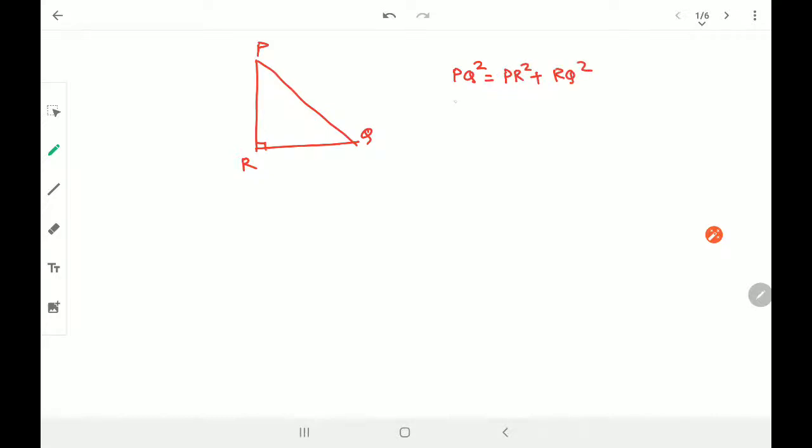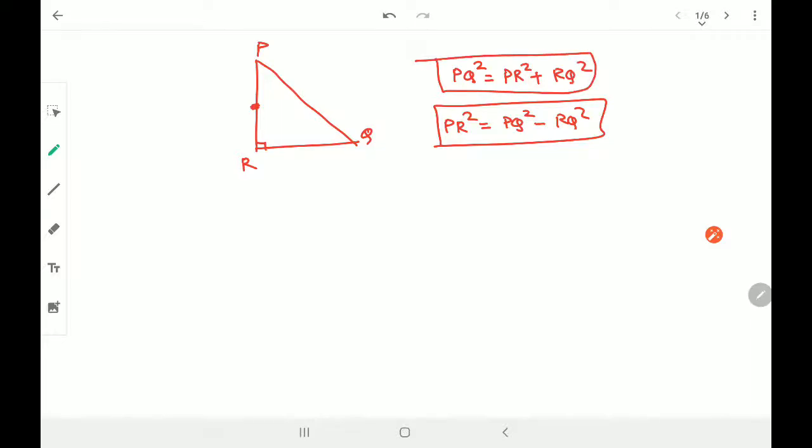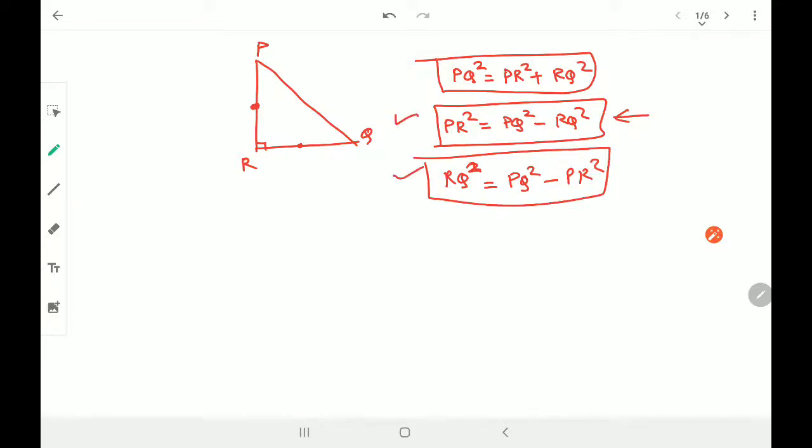But if it is something other than the hypotenuse, like PR square, it will be equal to PQ square, the hypotenuse, minus the remaining side square. So remember this equation as well. It's not only about the equation with the hypotenuse. If it is not with the hypotenuse, you should be able to directly write this equation. So if I write RQ square, it is again not a hypotenuse, so it will be PQ square minus PR square. This is important, what one should know before you solve the complex sums.